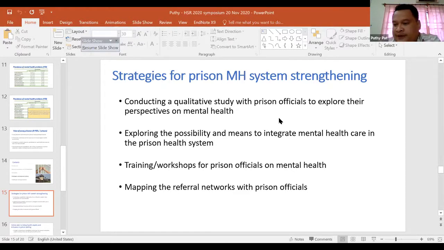So in order to advocate with them to integrate mental health care, we also plan to provide training and workshops for the prison officials on mental health. We expect them to understand and raise their awareness on mental health. Maybe they will be able to identify prisoners with mental health problems, and they might be able to provide some basic mental health care. And if needed, we also help them to refer to other agencies. So mapping the referral networks with the prison officials is another strategy.